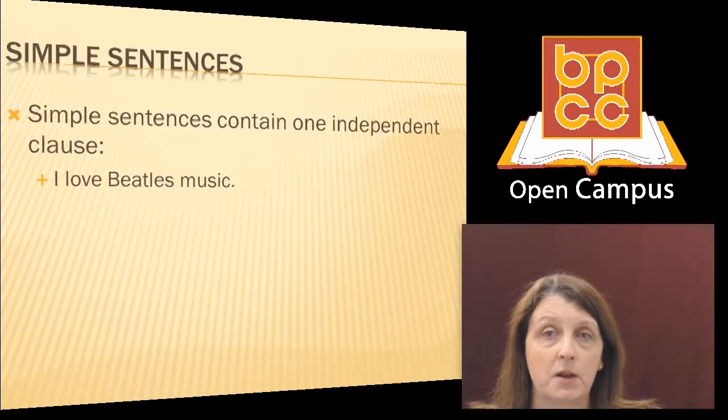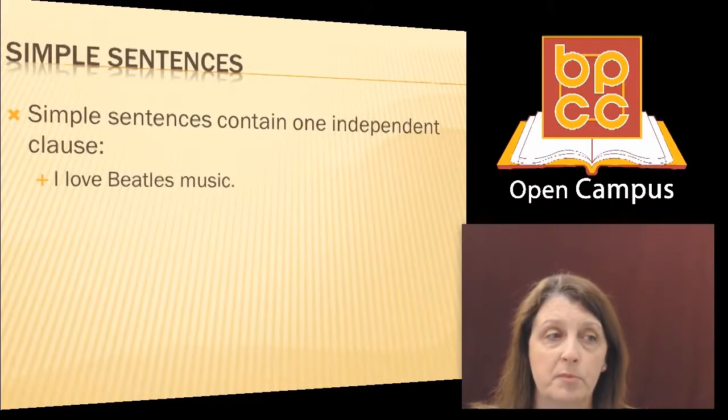Simple sentences contain one independent clause. Here's a sample. I love Beatles music.